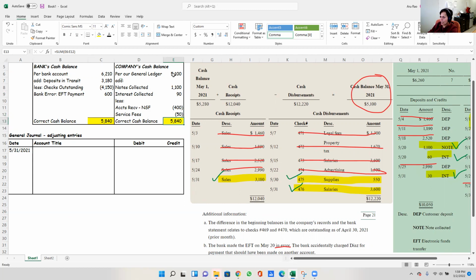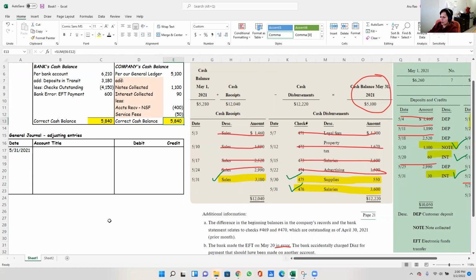The only way I can change that is by doing a journal entry. So we will now do a journal entry. We will do a journal entry only for information that's on this side. Only for all the information you see on this side, we will do a journal entry. And when we do that journal entry, our T account or the cash account will change from 5,100 to 5,840.